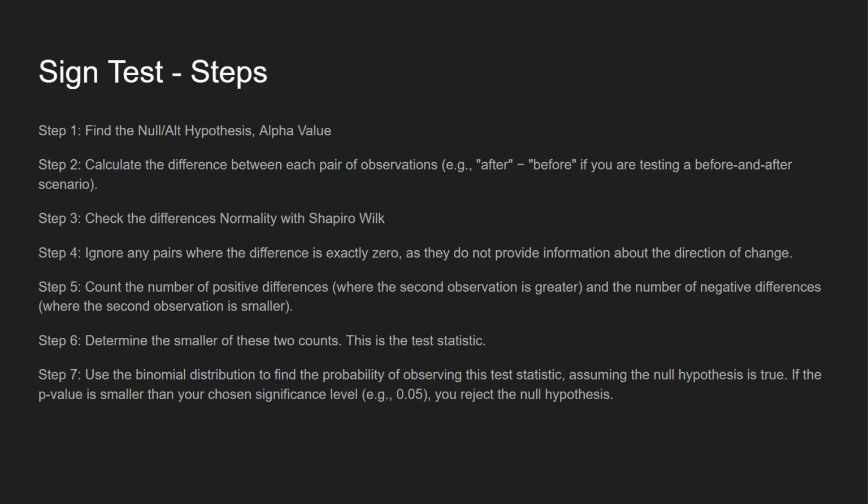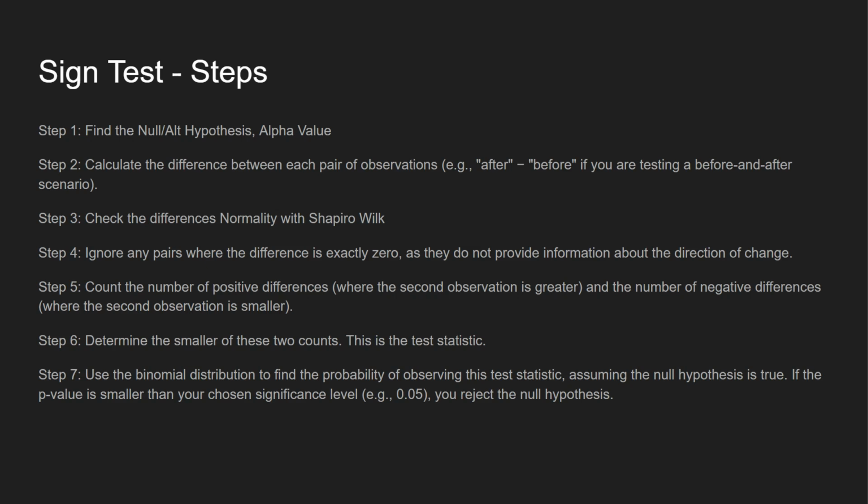So the steps that you want to take, there's 7 steps in general. I always want to start off with finding the null and alternative hypothesis, your alpha value, stuff like that. Technically it doesn't need to be in your steps, but we do this anyways when we do some sort of hypothesis testing. Then we want to calculate differences between each pair of observations. It doesn't matter if you do before minus after or after minus before. Just make sure you're consistent across the board, right?